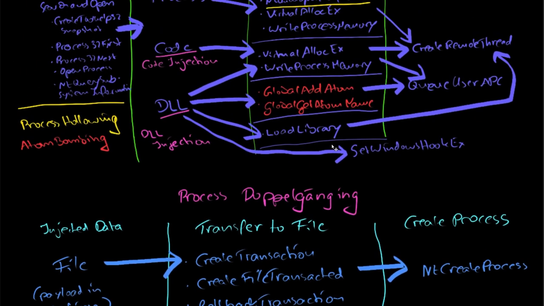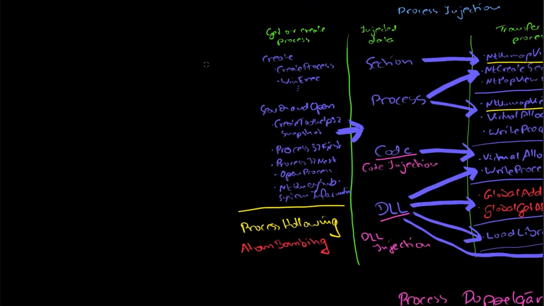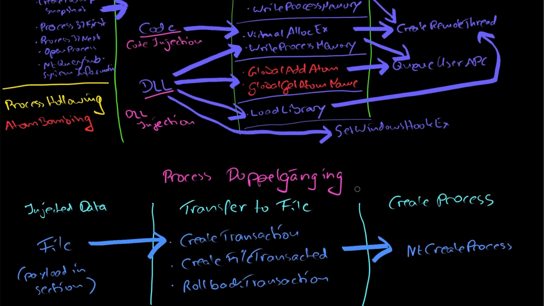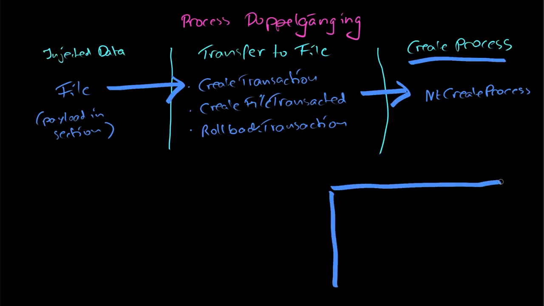If I were to draw process doppelganging into our process injection overview, I would place it here, before the CreateProcess. If you know other injection techniques that are not listed here, please let me know.